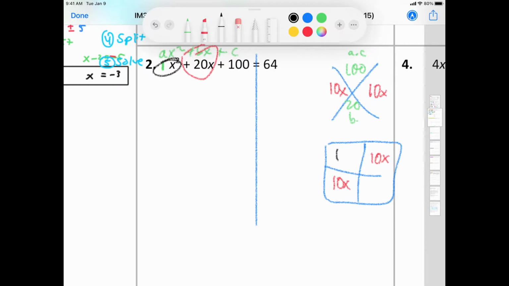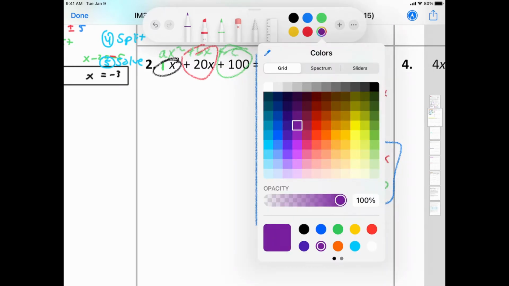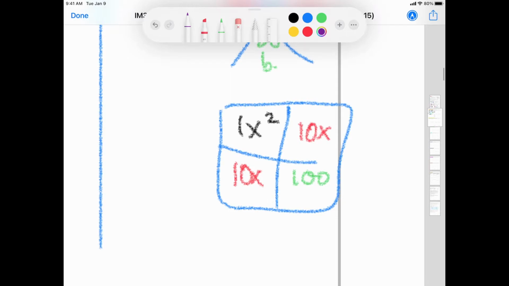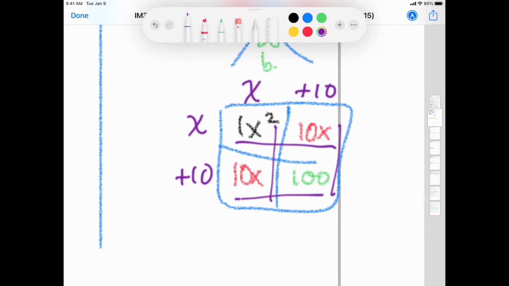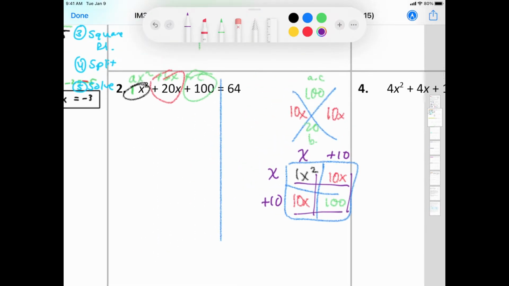The 1x squared you could put right here, always in the top left. And then the c value will always go into the bottom right. Let's go ahead and factor that out now. The greatest common factor there is an x. The greatest common factor is a positive 10. Going up, they have an x in common and a 10. So to factor that, they'll become x plus 10.